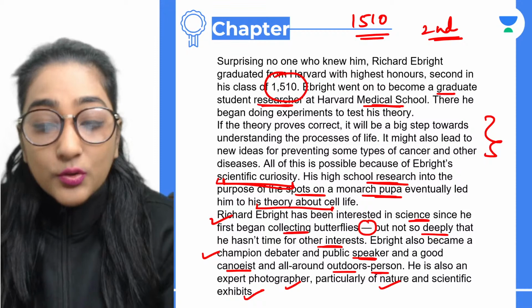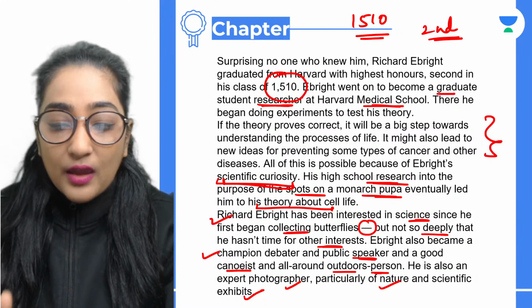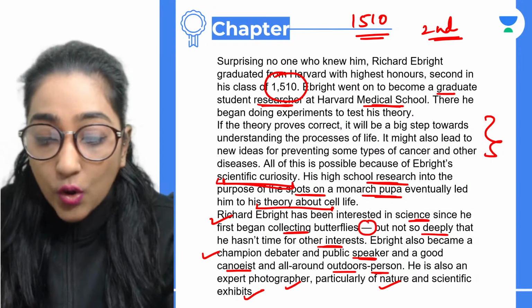So in life, you all really need to know this. So what do we see, everyone? That he was a public speaker and he was a good canoeist. Who is a canoeist? Everyone, can you please tell me?